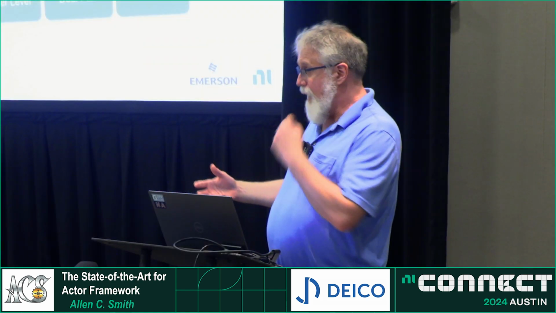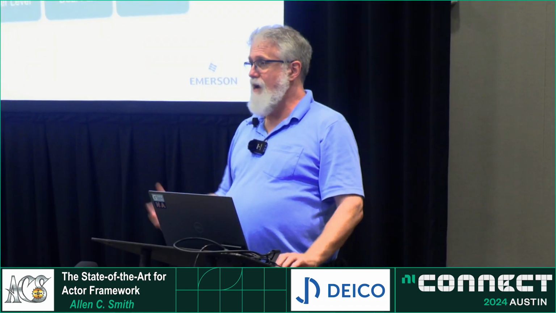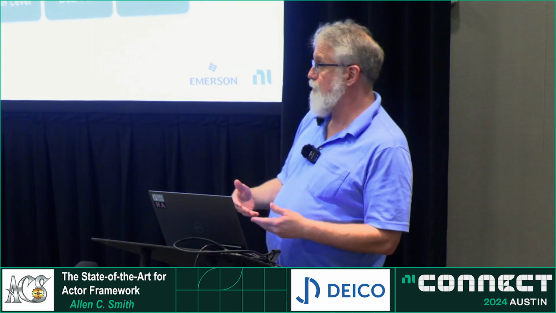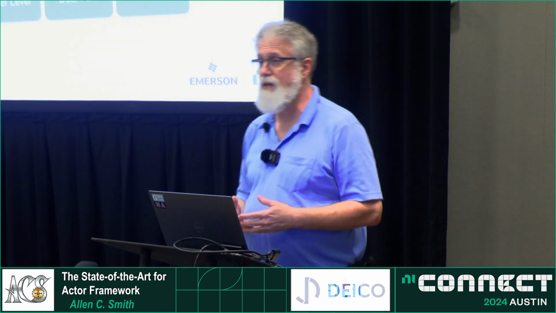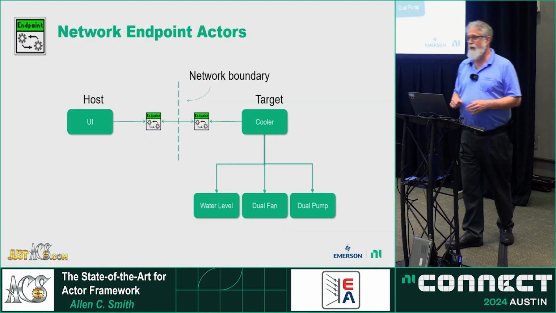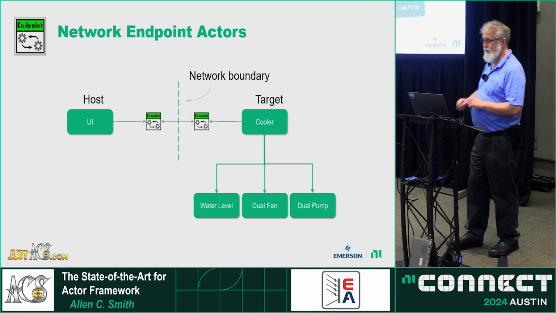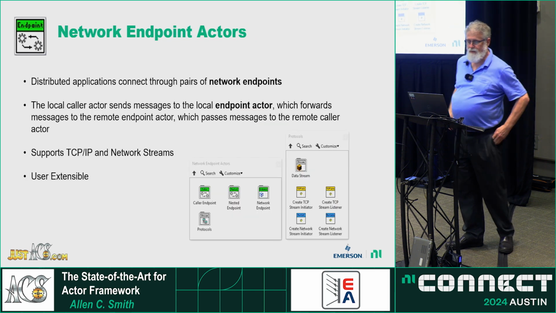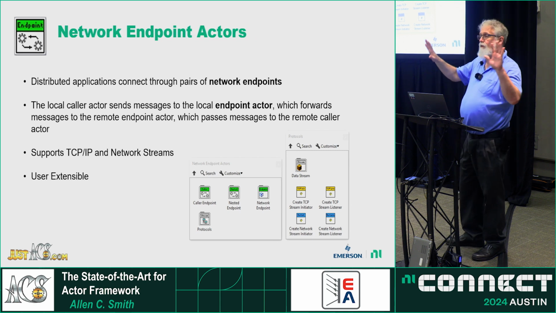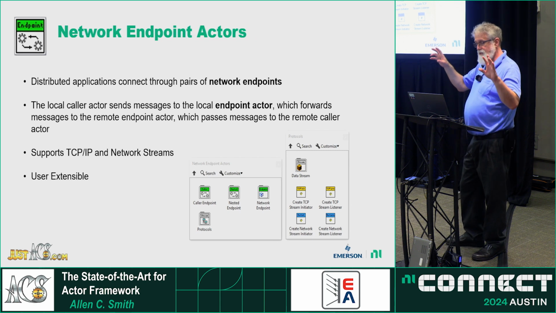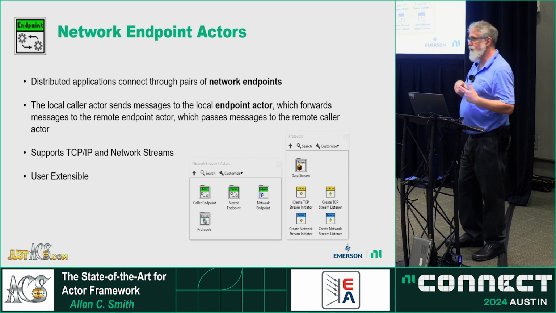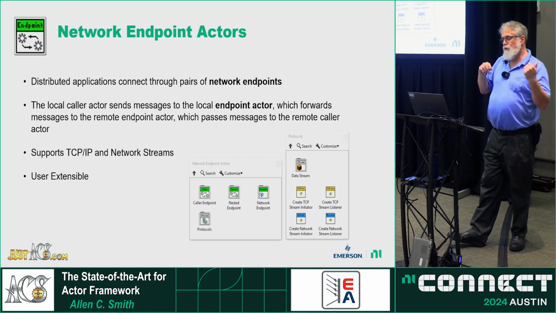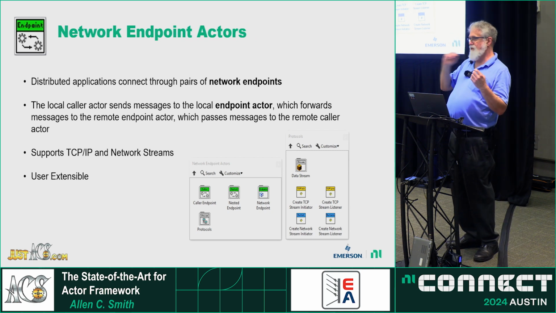If you're building up that hierarchy of AF code, so you've got something running here, you've got something running on the RIO, they have to talk to each other. You're sending something across a network boundary. Network endpoint actors are here to solve that problem for you. The idea is that each of your two distributed applications has a network endpoint. They find each other when your local code needs to send a message to the remote.